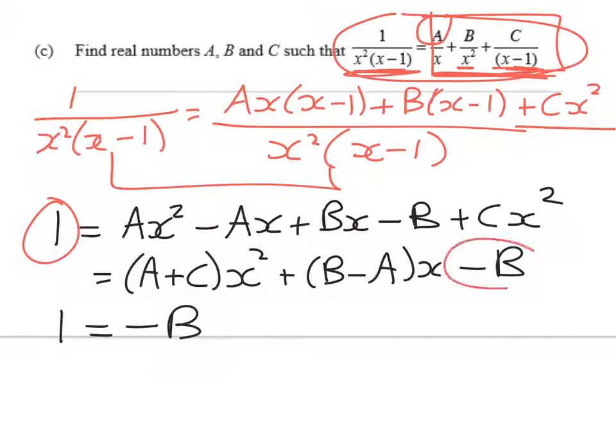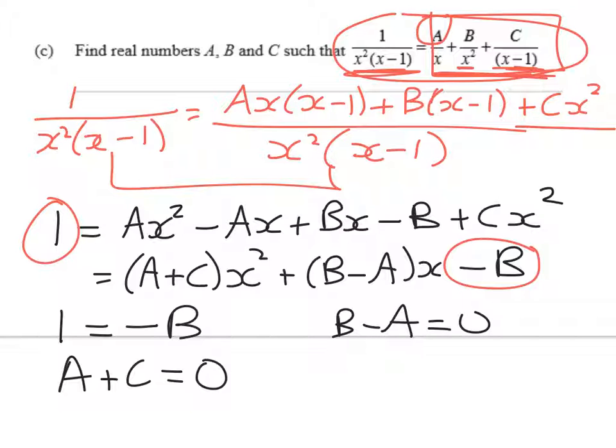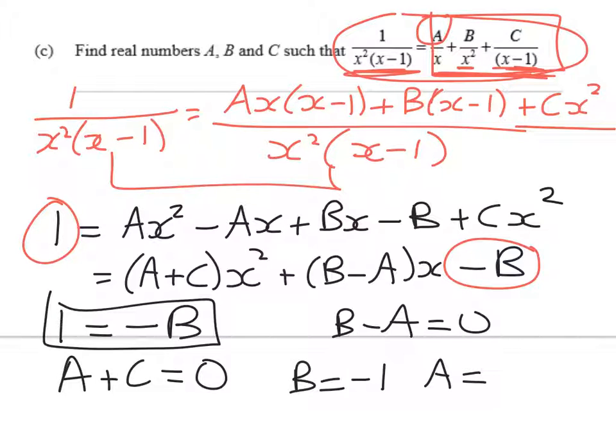Right? So I'm matching up coefficients, and I know that there have to be no x squared, so a plus c must be 0, and b minus a must also equal 0. So if 1 equals negative b, b equals negative 1, so a must equal positive 1 in here, and c must equal negative 1. Alright, so that's again the idea of matching up coefficients that's come up earlier in question 1 of last year's paper. So it's quite an important idea in algebra.